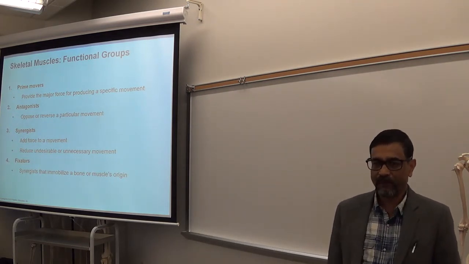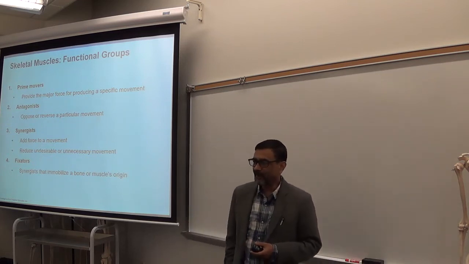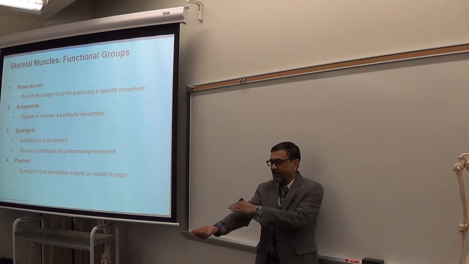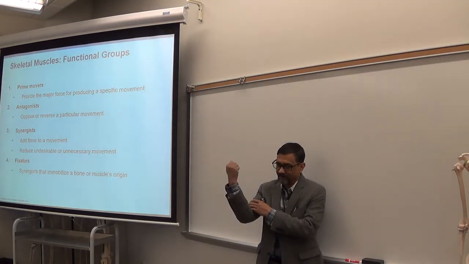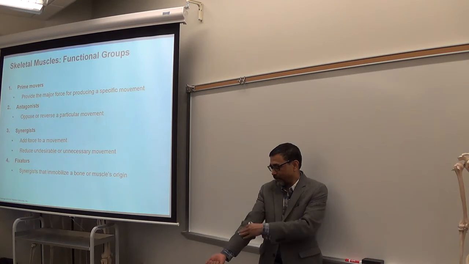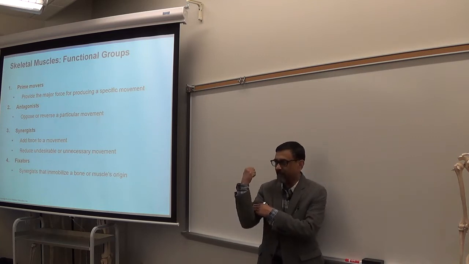Prime mover is the main muscle for a movement. Okay, so you see here, if I do the flexion of my forearm, this is the flexion of the forearm, right? Everybody following? These muscles cause the flexion of the forearm. Always remember, the muscles above the joint will move the part below the joint. So these muscles above this joint will move this part towards them. Muscles always move towards them.